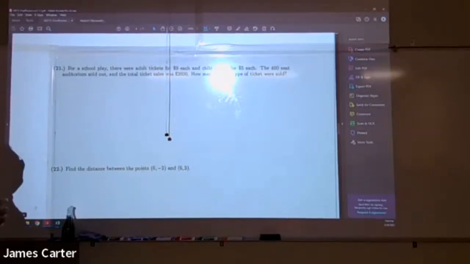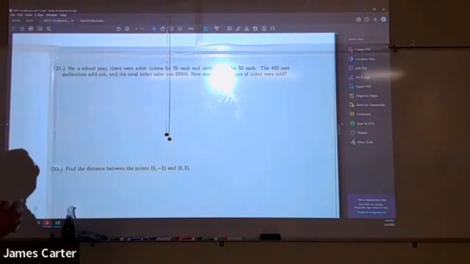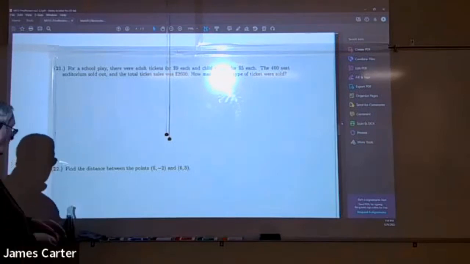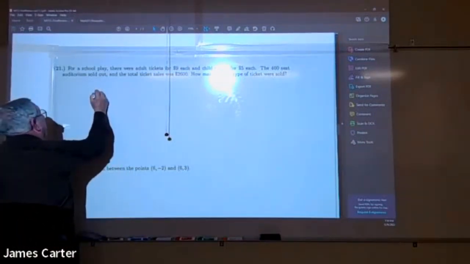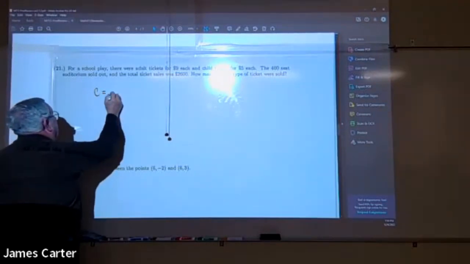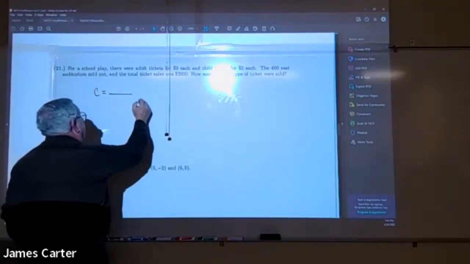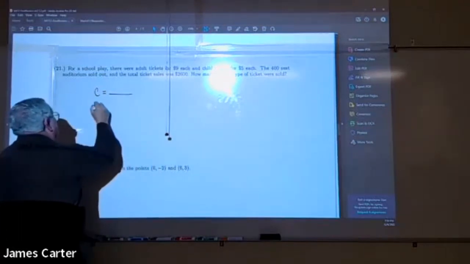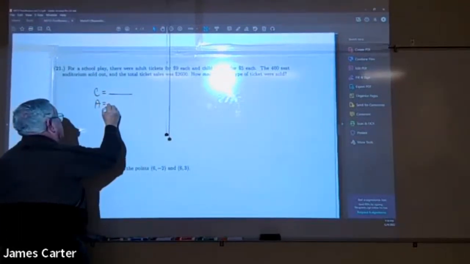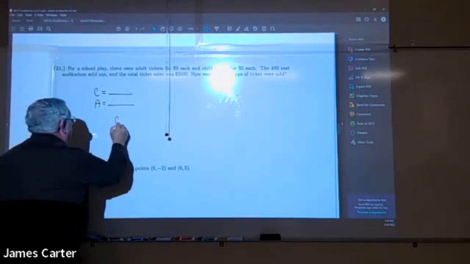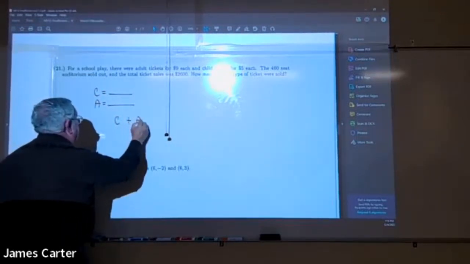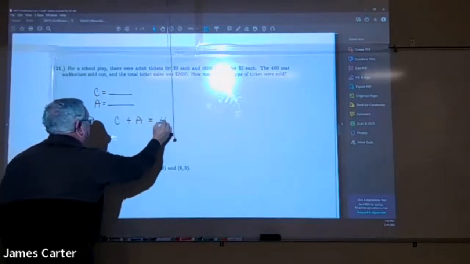Okay. The 400-seat auditorium sold out. The total ticket sales were $2,600. How much of each type of ticket were sold? Well, child equals how many of them, and adult equals how many of them? The number of children's plus the number of adult tickets total 400.